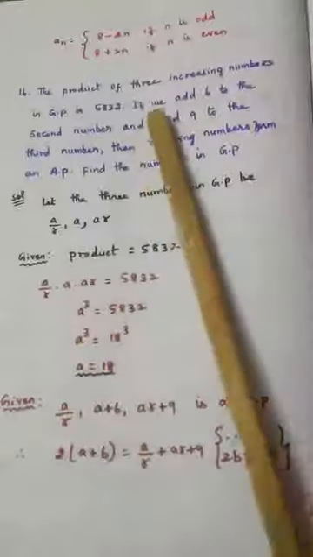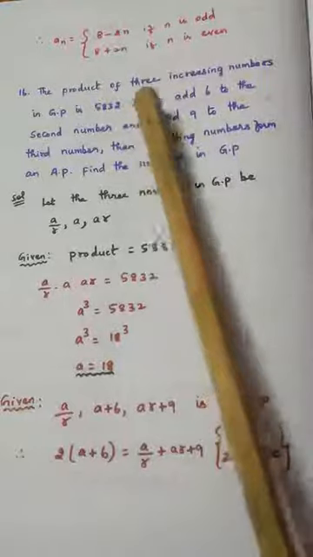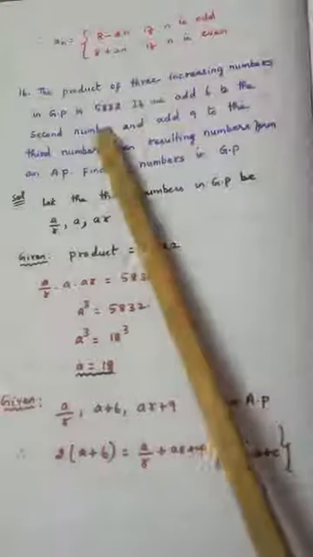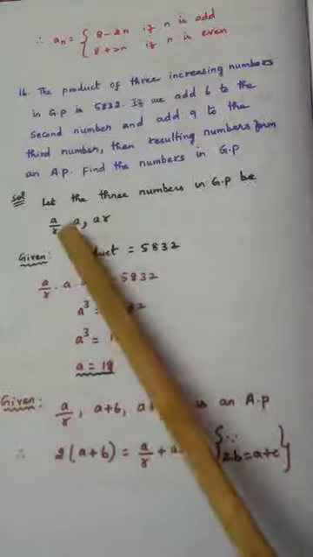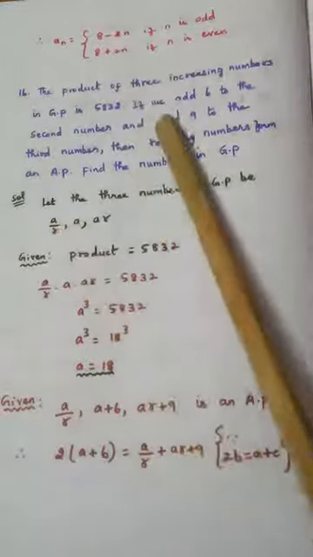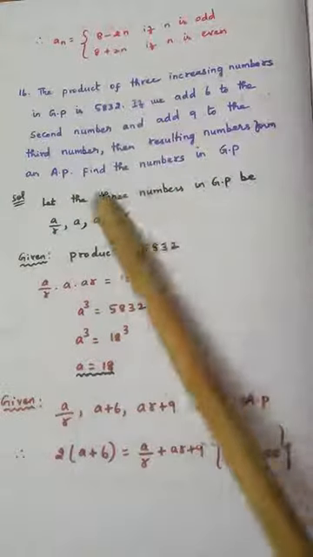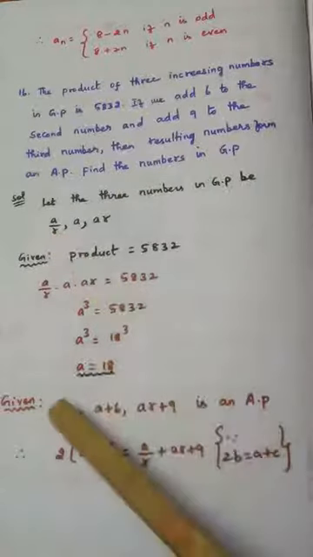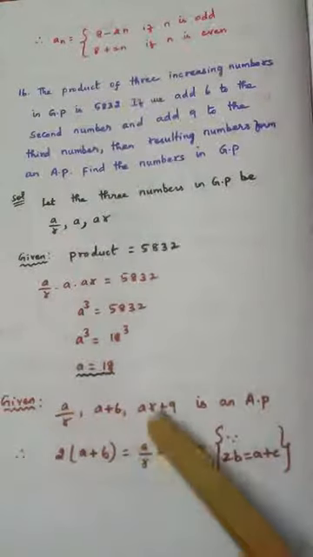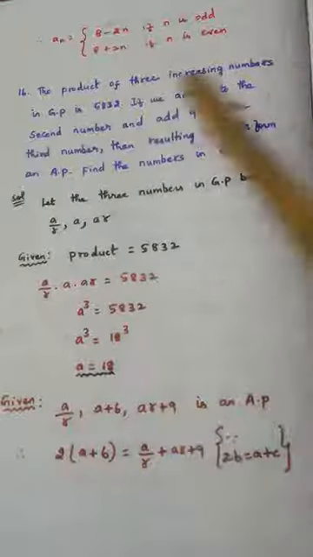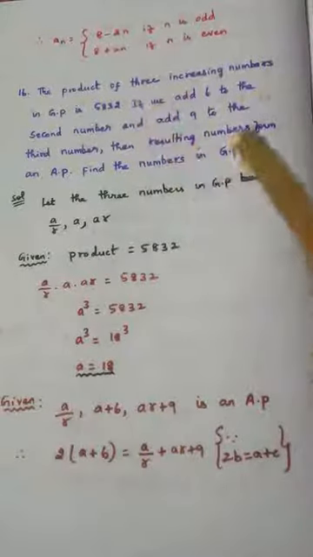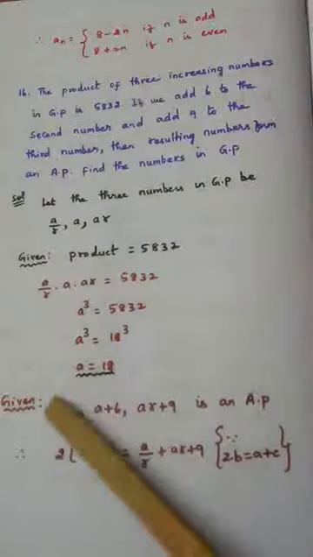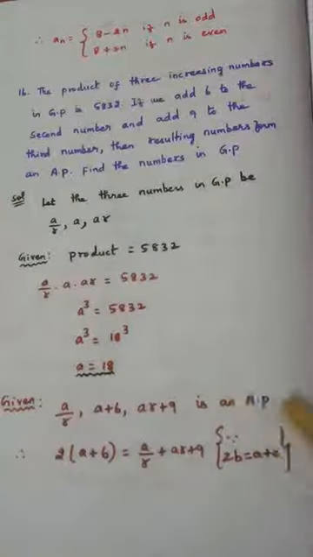Now I am seeing the next clue that was given to us. If we add 6 to the second number, what is the second number here? A. And add 9 to the third number. This is the third number, we should add 9. So A by R, the second number is added with 6, the third number is added with 9. If we do like that, the resulting numbers form an AP.